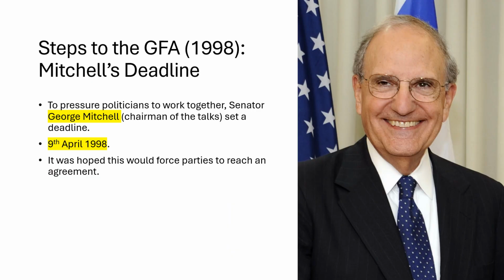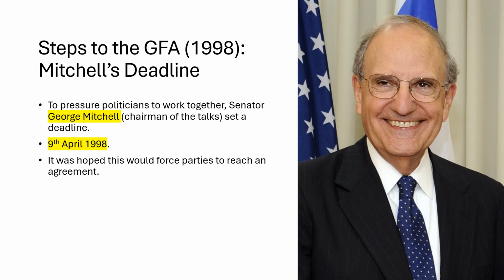The last significant step towards the Good Friday Agreement of April 1998 is a deadline set by US Senator George Mitchell. George Mitchell was actually the chairman of the peace talks that were taking place in Northern Ireland. Yes, the British and Irish governments are involved to a great extent. Yes, of course, the Northern Ireland political parties are involved, but they take this separate figure, this United States senator, who has been appointed a special envoy by the president, Bill Clinton, and they use him as a sort of neutral figure to chair the talks.